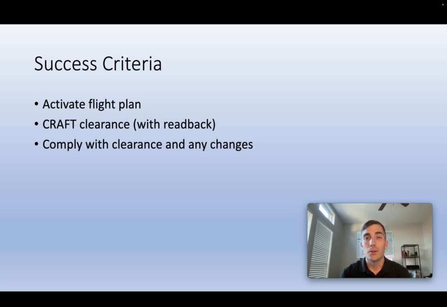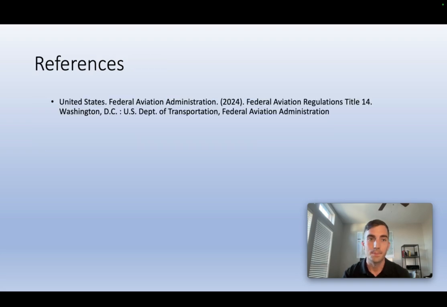All right, so success criteria here for our student pilots, or for our pilots who are now students. Being able to activate a flight plan at whatever airport we're at, receiving a CRAFT clearance and doing an appropriate readback, and then lastly, just being able to comply with that clearance. And so we'll test that by going and filing IFR, picking up a clearance, and actually flying it. The only reference we have here is just our FAR that we referenced at the very beginning, 91-173.